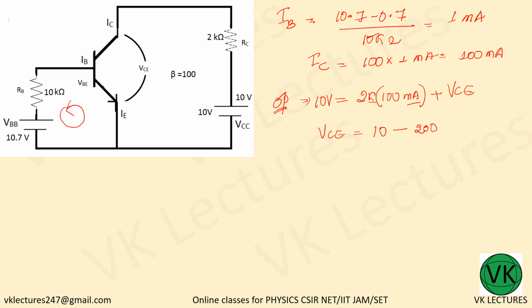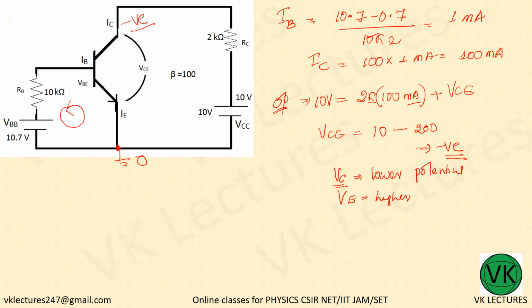Now what is that? This VCE is negative, right? What do you mean by when VCE is negative? VC is at lower potential and VE is at higher potential. Now what is the potential at VE? It is connected to ground, so it will be 0. So VC is negative.